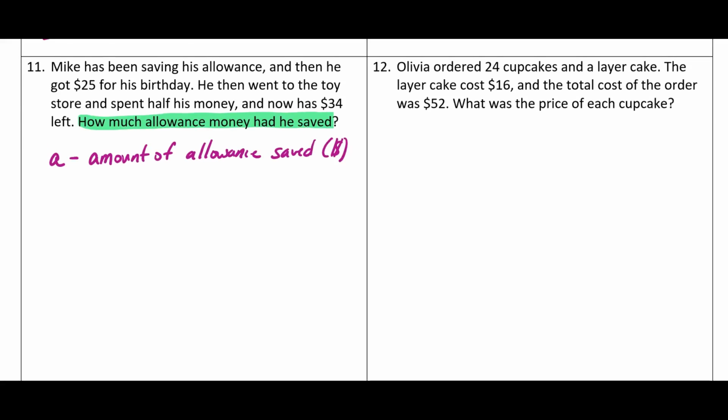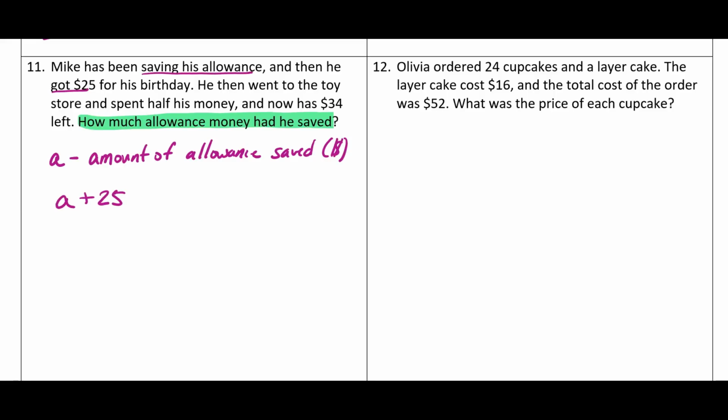So the first thing they tell us is that Mike's been saving his allowance. So our first thing we're going to write down, of course, is an A. So that's his allowance. Then he got $25 more. So he's adding that $25 to whatever he's already saved. So that's plus 25. So he got $25, he had his allowance.